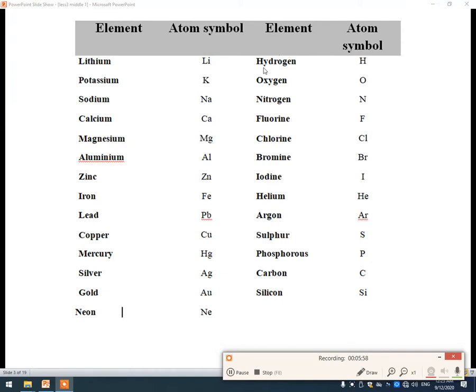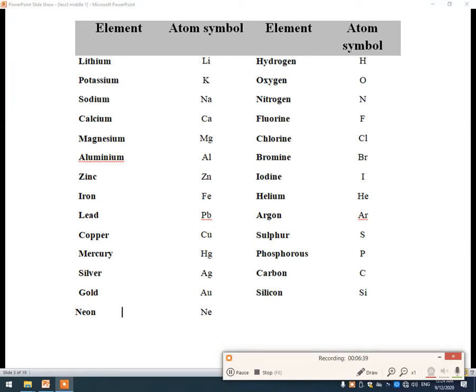Next, we'll have hydrogen. Its atom symbol will be only a capital H, because it's only one letter, and it also comes from the original name of hydrogen. Next, oxygen. Its atom symbol will be only one letter, O, so it will be capitalized, and it also comes from the original name oxygen. Next, we'll have nitrogen. Its atom symbol will be N, only one letter, and it should be a capital N, which comes from the original nitrogen name.